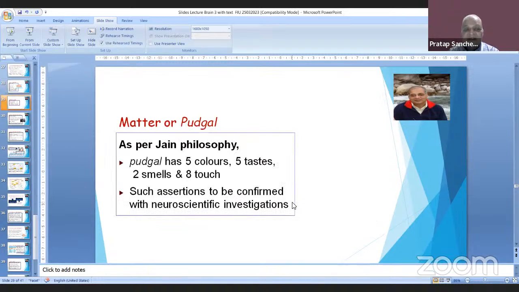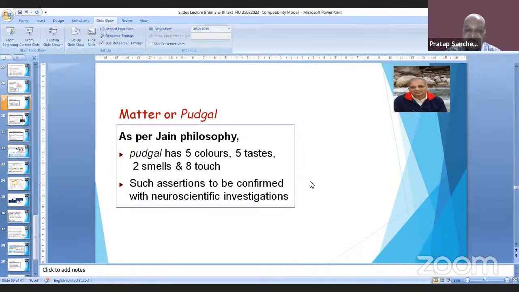Coming to where the science can correlate with the Jain philosophy, it has been said that Pudgal has five colors, five tastes, two smells, and eight touches. Now, these numbers may have variations by different people, but such assertions should be confirmed with neuroscientific investigations so that people can believe it more, rather than just assuming it.